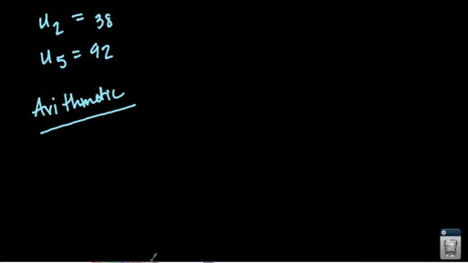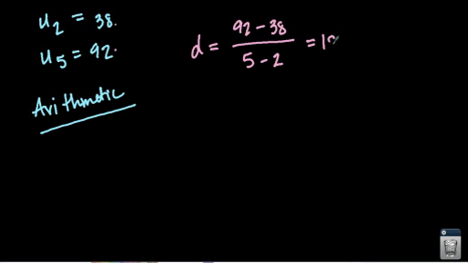So here we go. We're going to find the common difference. We say our common difference equals the difference of our values, so 92, and from that I'm going to subtract 38, and then we find the difference of our terms. How many terms from 2 to 5? We find that difference, and when I plug this in, I get 18. So our common difference is 18.